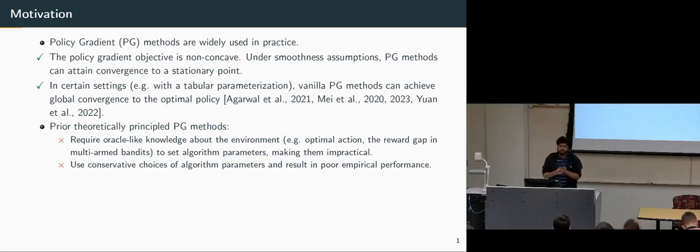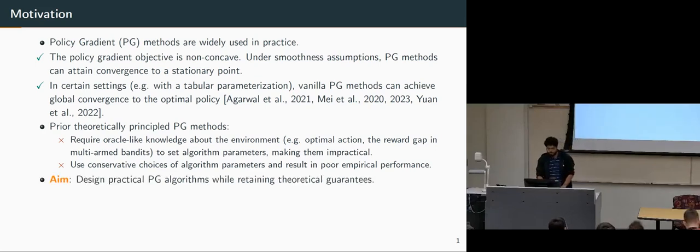But if you look at these methods, there are a couple of problems. One of them is that they require oracle knowledge about the environment. Some of these methods require knowledge of the optimal action or the reward gap in a multi-arm bandit problem to set algorithm parameters, and you can't run them. Others require conservative choices of algorithm parameters, which, if you run them, result in poor empirical performance.